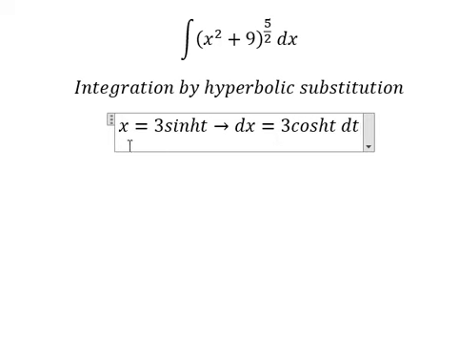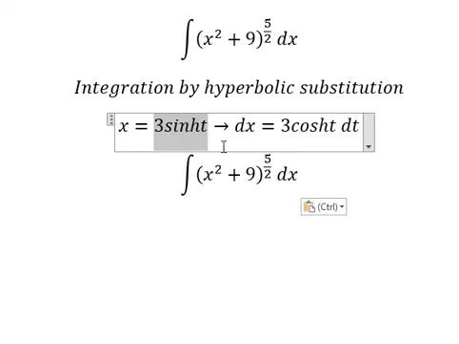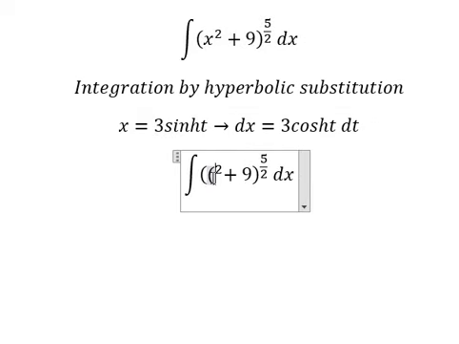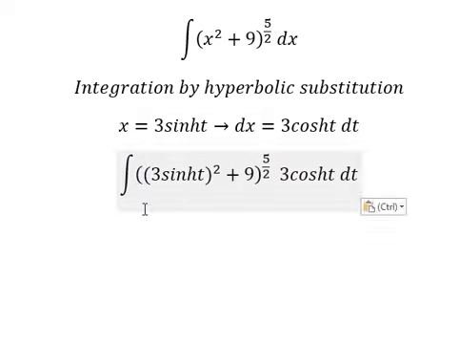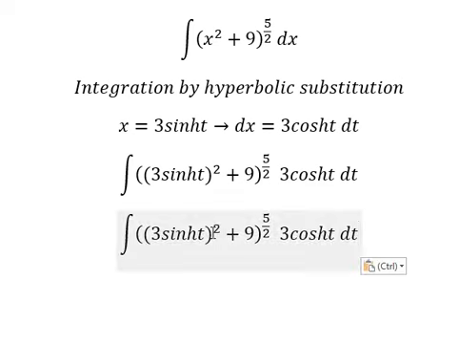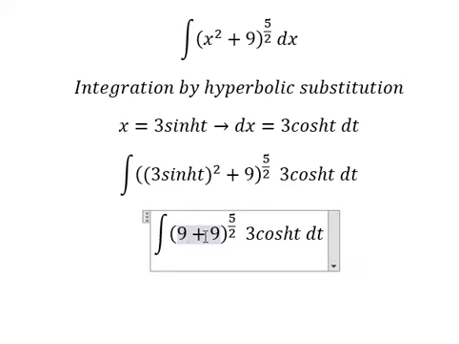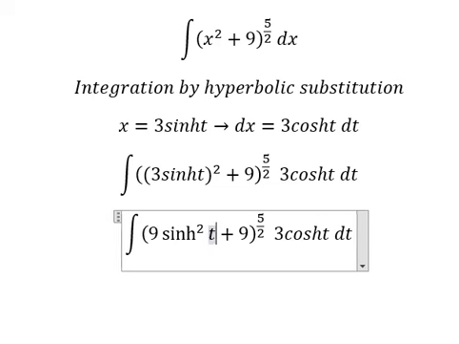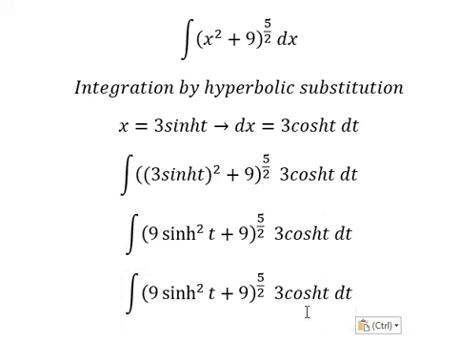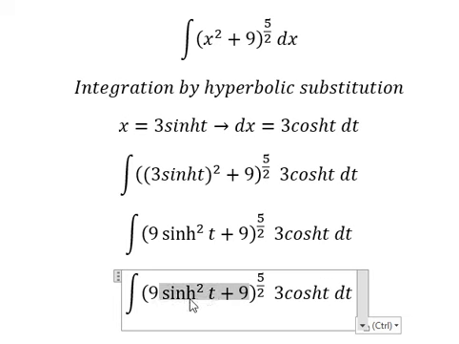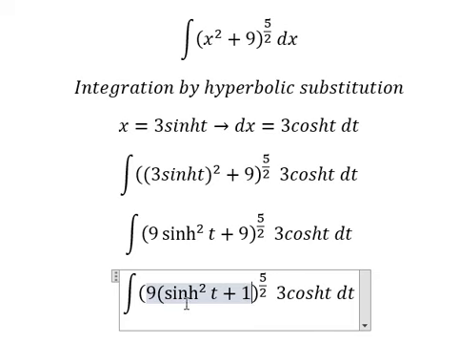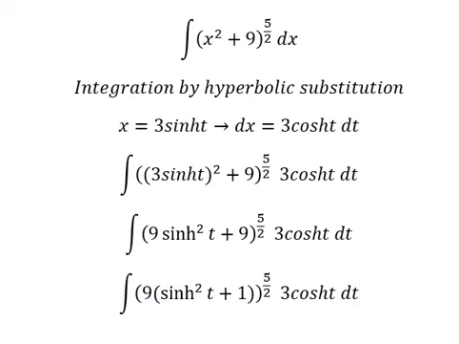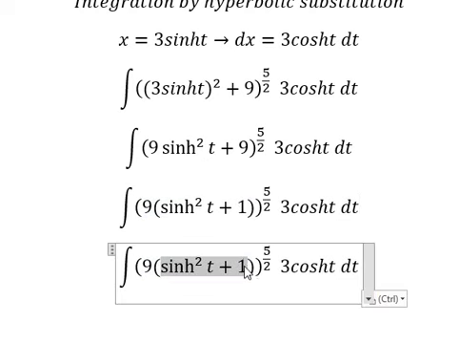So we need to do first the derivative for both sides. So I will put this one here, and this one here. This one, that is 9 sinh t squared. So 9 and 9, we can do factorization. This is cosh t squared.